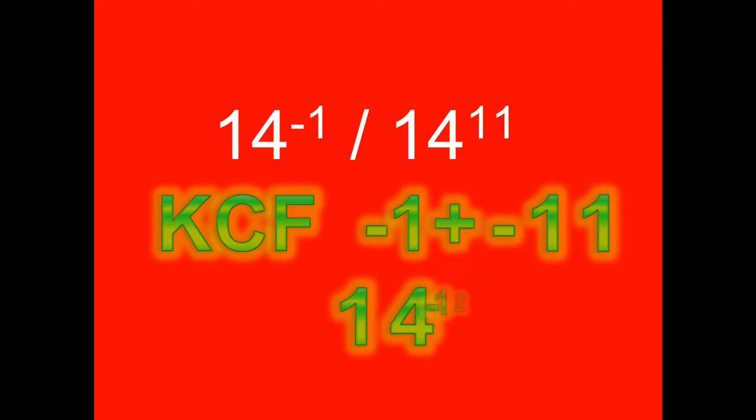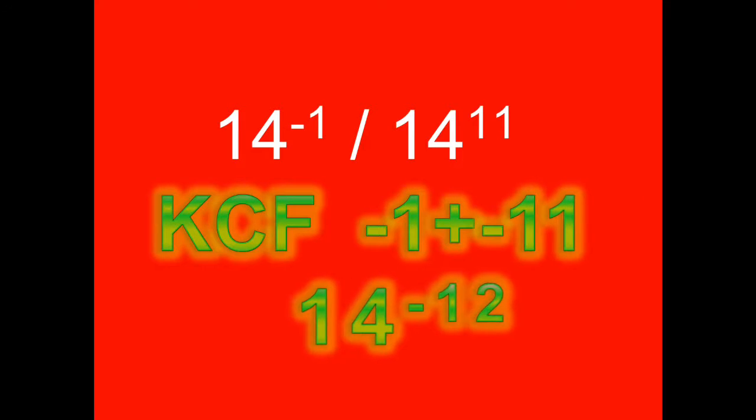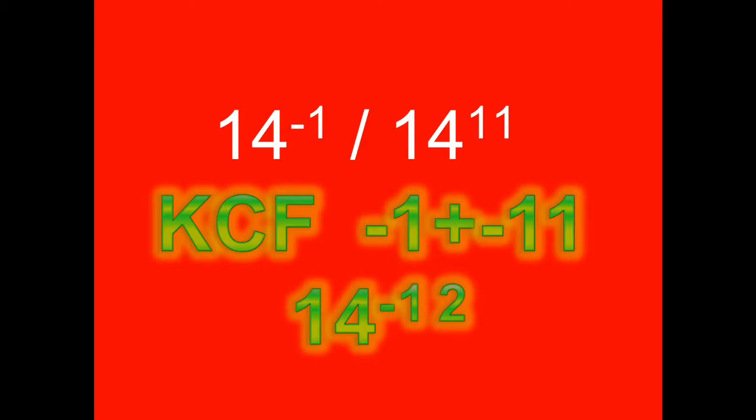Now with signed numbers, 14 to the negative first divided by 14 to the 11th power. Well, we have to keep, change, flip. Negative 1 plus negative 11 is what it becomes, and that is 14 to the negative 12th. The reason we keep, change, flip is because you don't subtract signed numbers.